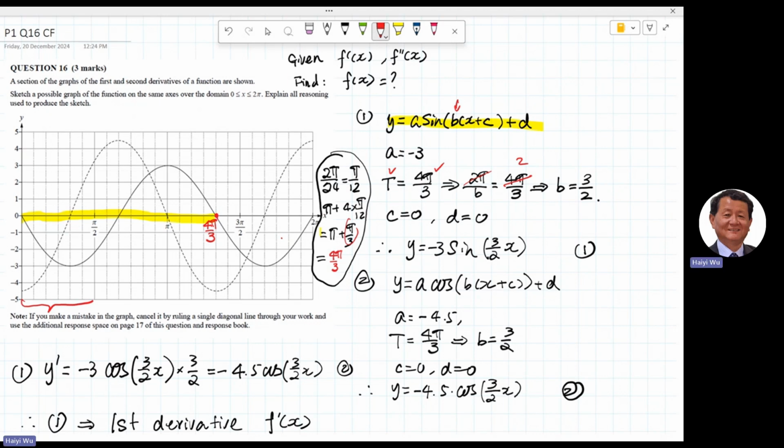So T equals 4 pi over 3. For the formula, 2 pi divided by b is 4 pi over 3, so b works out to 3 over 2. We also recognize there is no horizontal shift, so C is 0, and the median value is 0 as well. Therefore my first function, the continuous line, is -3 sine 3 over 2 x.